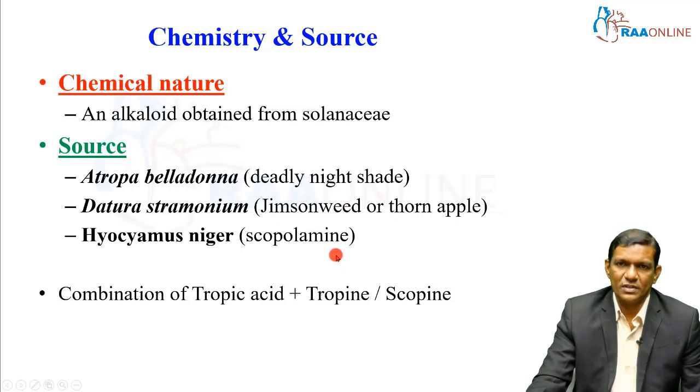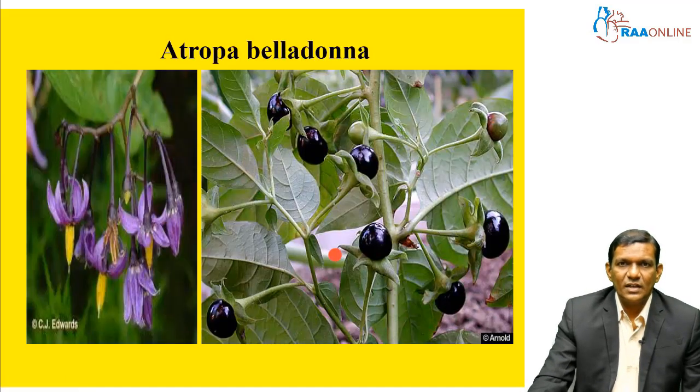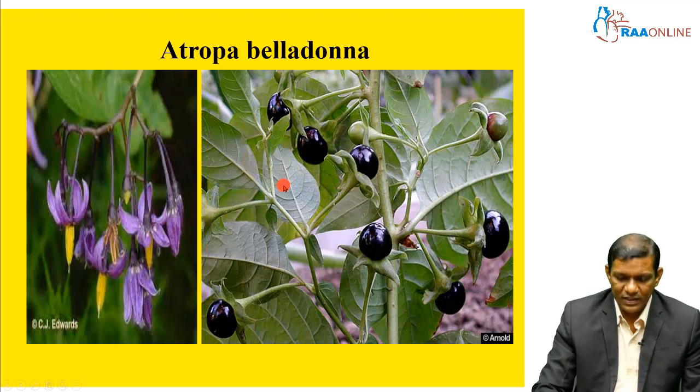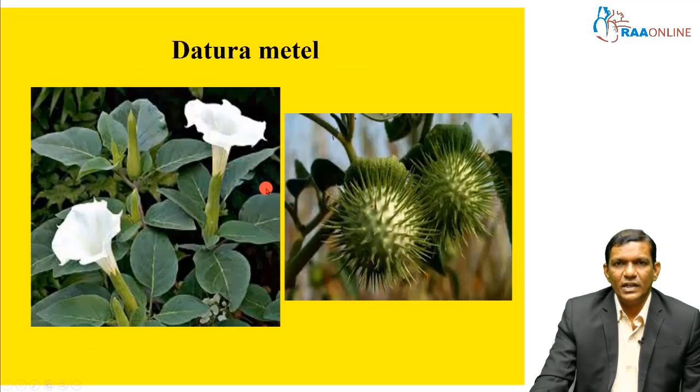So this is the plant Atropa belladonna from which atropine is obtained. This is one variety, and this is the common variety which we can come across in our country. This is the Oomattai, as they say in Tamil, and this is Datura metel, Datura stramonium, where you can see the thorn apple. People use this for poisoning, actually, sometimes.